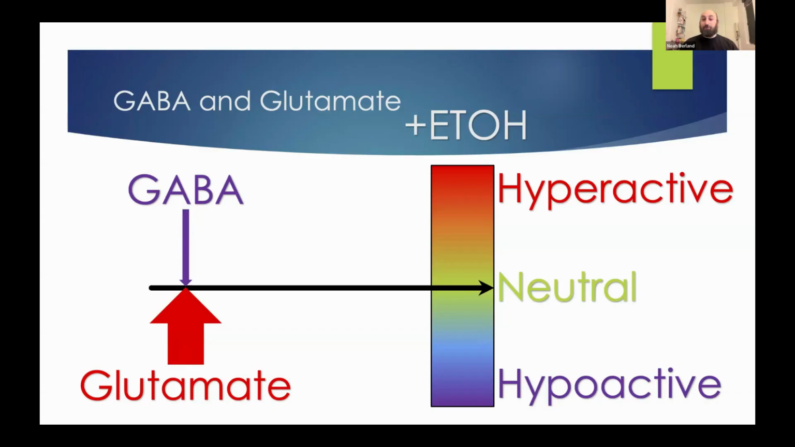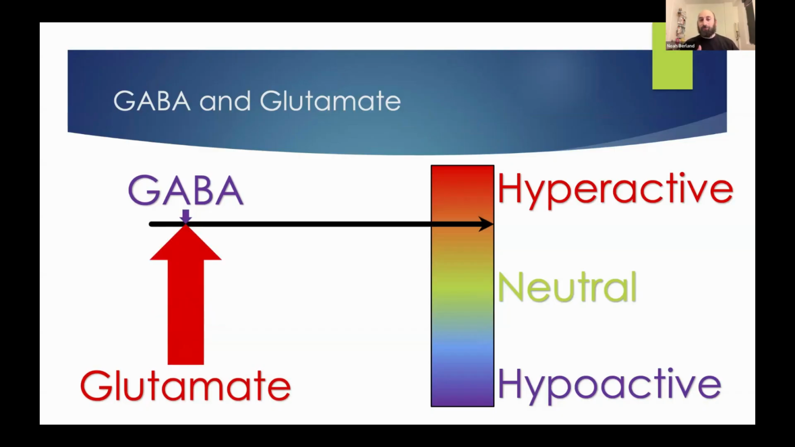So, what happens if I take away alcohol? And this is why people are so agitated with alcohol withdrawal, because now you have excess glutamate and you don't have enough GABA. And so that puts you more in this hyperactive spectrum of your general state.